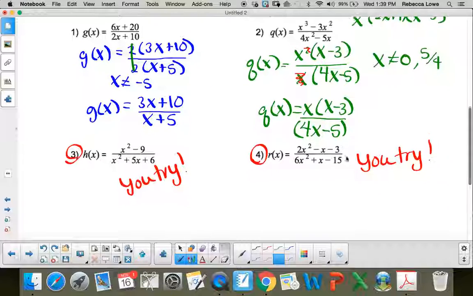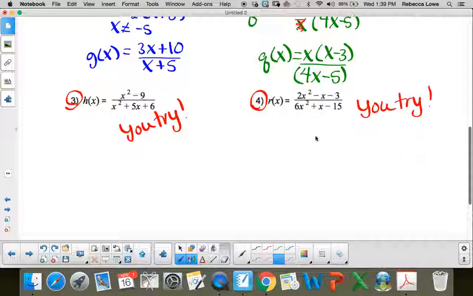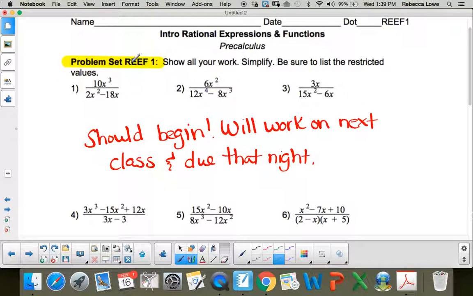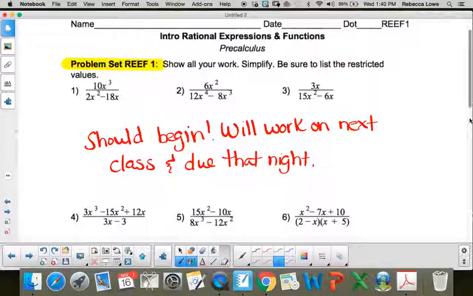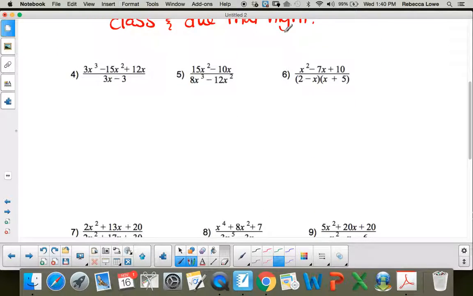All right, so try 3 and 4. You have factored the denominator of 4 already, so you need to submit those with those finished. And on the next page is the problem set REEF1. You should begin these, but we'll work on them next in class. There's a lot of factoring involved, so make sure you're strong with factoring. Hope this helps.